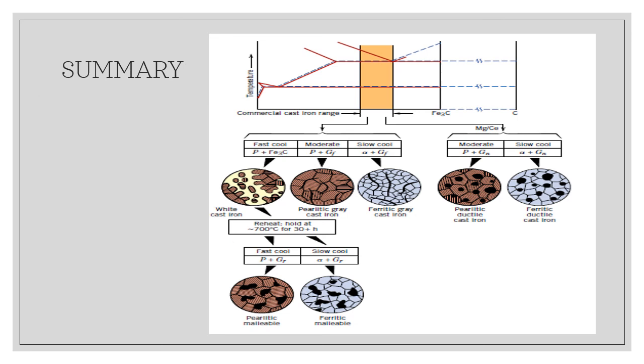Okay. As a summary, as you can see, the addition of carbon and any other processes such as heat treatment and also the cooling rate would give different types of cast iron. Thank you, and that is all for this chapter.